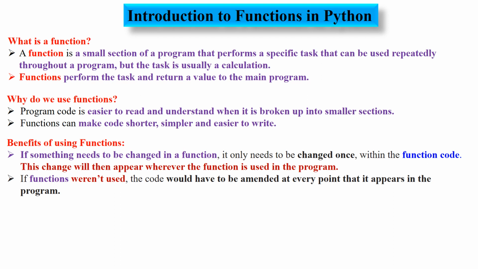Why do we use functions? Program code is easier to read and understand when it is broken up into smaller sections. Functions can make code shorter, simpler, and easier to write. Benefits of using functions: if something needs to be changed in a function, it only needs to be changed once, within the function code. This change will then appear wherever the function is used in the program. If functions weren't used, the code would have to be amended at every point that it appears in the program.